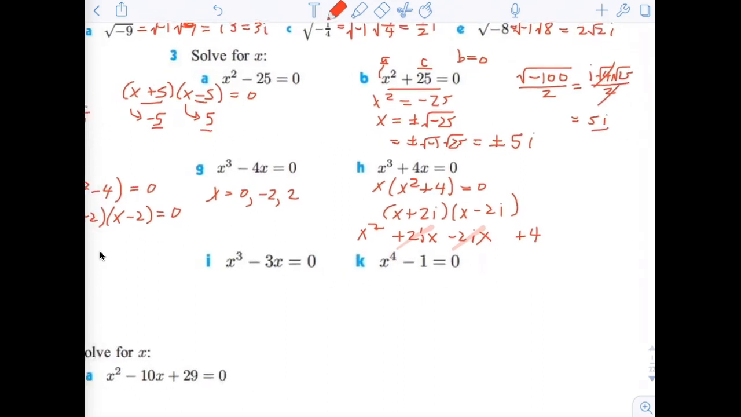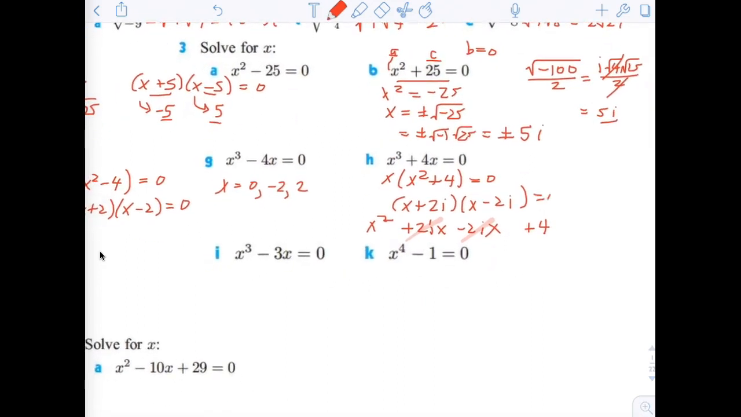Now let's try to solve for x. So from this, these two factors multiplied together, we can see that one of the factors would be negative 2i and the other factor would be positive 2i. Okay, x would equal negative 2i or positive 2i.